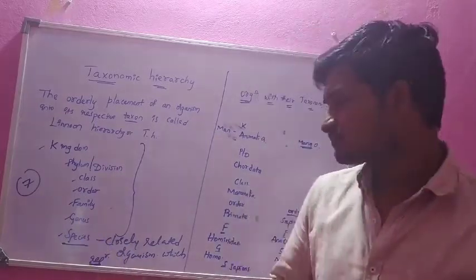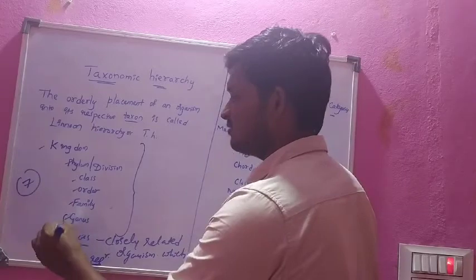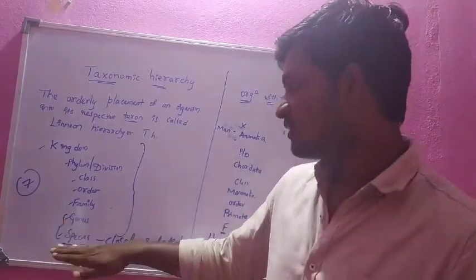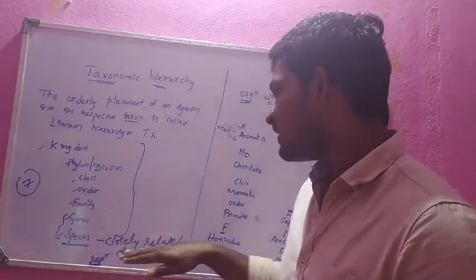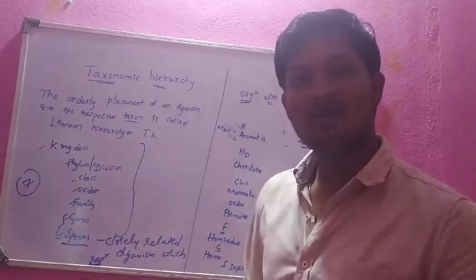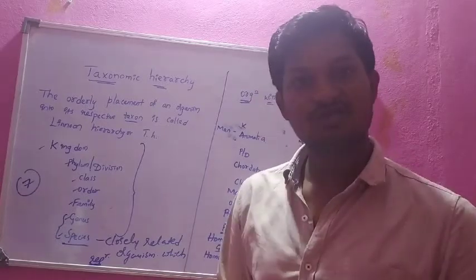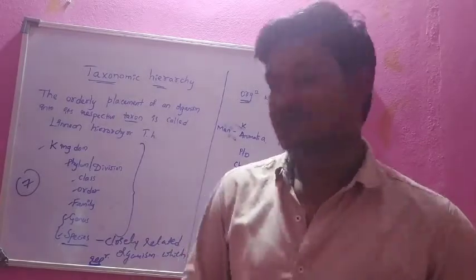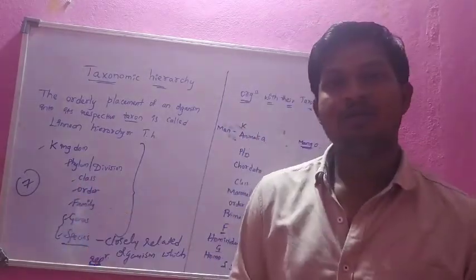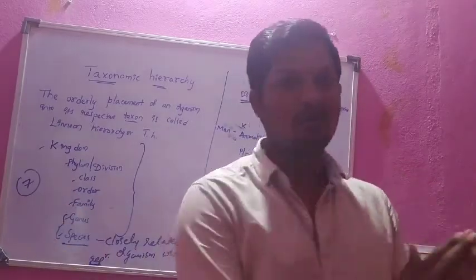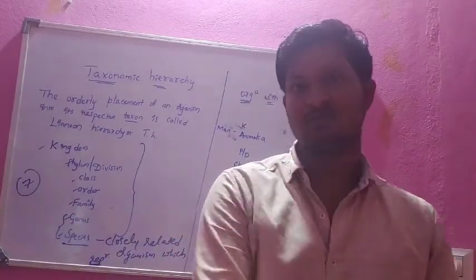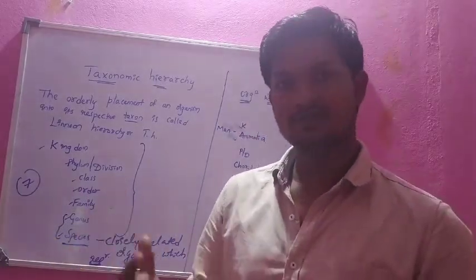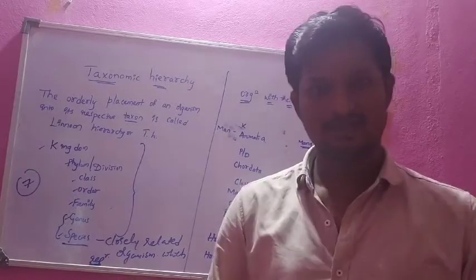There is some difference between genus and species. Try to understand what is meant by species: closely related organisms which are capable of reproducing with one another are called a species. For example, all human beings are one species, and likewise for plants and animals.